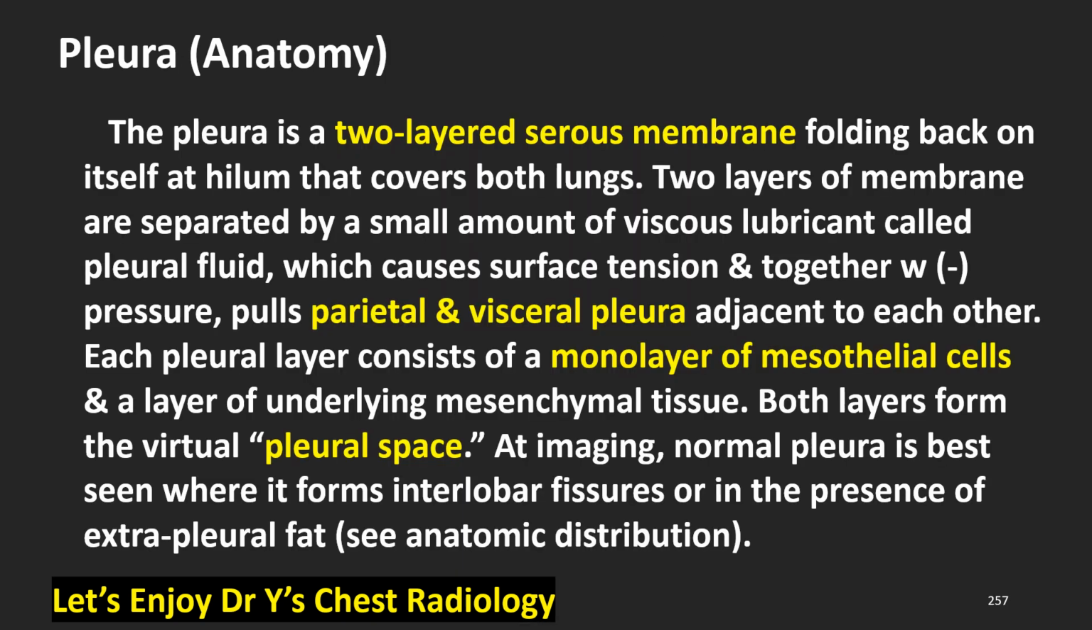Pleura anatomy. The pleura is a two-layered serous membrane folding back on itself at the hilum that covers both lungs. The two layers of membrane are separated by a small amount of viscous lubricant called pleural fluid, which causes surface tension and, together with negative pressure, pulls the parietal and visceral pleura adjacent to each other. Each pleural layer consists of a monolayer of mesothelial cells and a layer of underlying mesenchymal tissue. Both layers form the virtual pleural space. At imaging, normal pleura is best seen when it forms interlobar fissures or in the presence of extrapleural fat. See anatomic distribution.